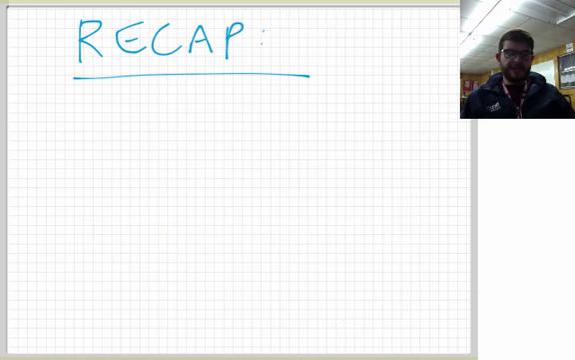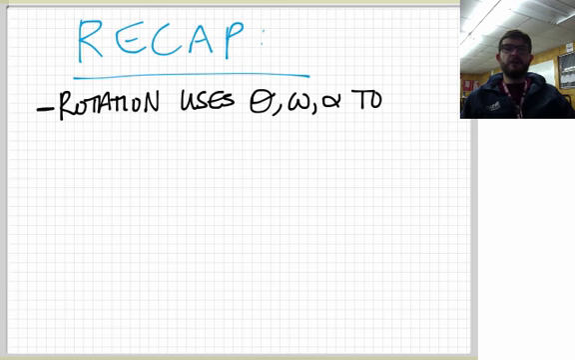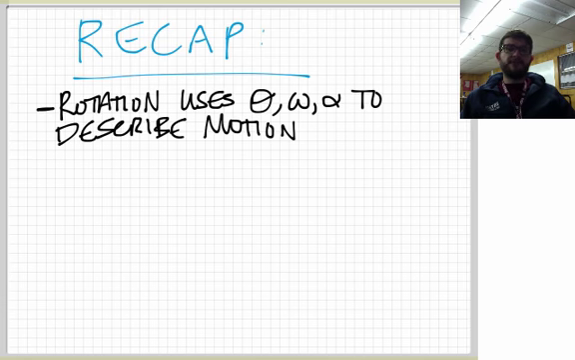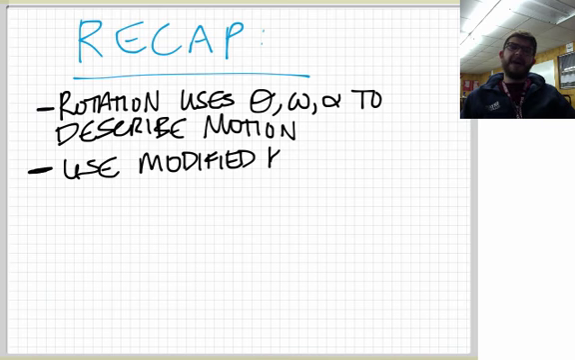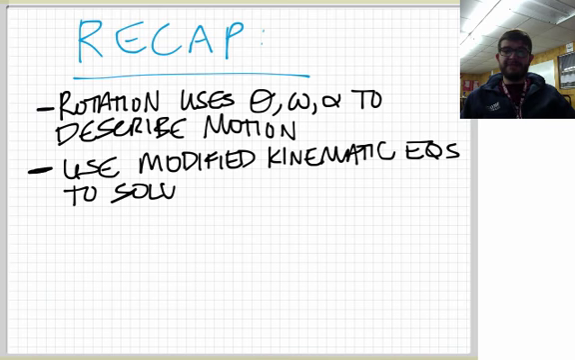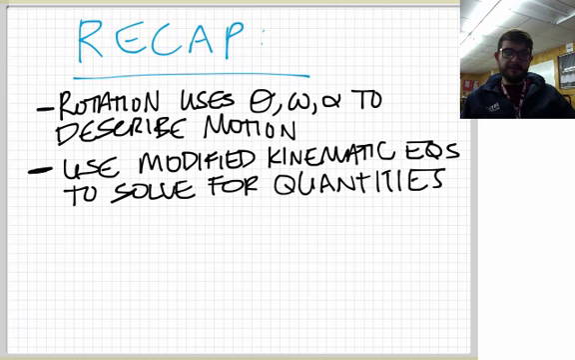So to recap, in this video we talked about rotation. Rotation uses these new symbols, theta, omega, and alpha, to describe motion instead of x, v, and a. We also looked at how we use modified kinematic equations to solve problems, and that it's pretty similar to what we used to do. The only difference is that we can go back and forth between linear and angular, like in the bike problem. We know how much the wheel spun, so then we can figure out how far we actually went.